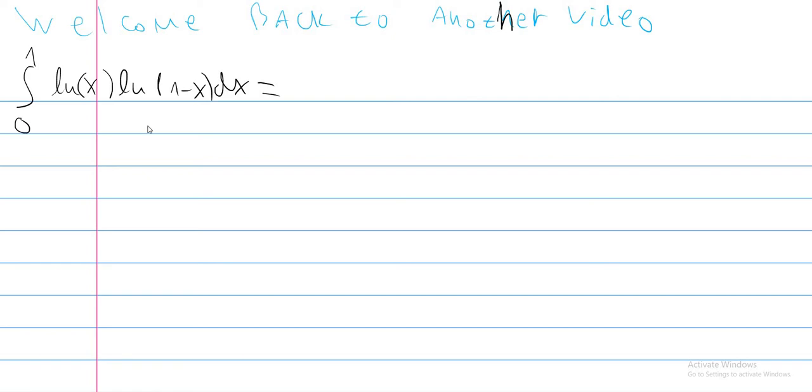In this video we will consider an integral from 0 to 1 of ln of x times ln of 1 minus x dx. So it is obvious that we should expand one of the functions into a series, which we will expand this one. So how will it look like?